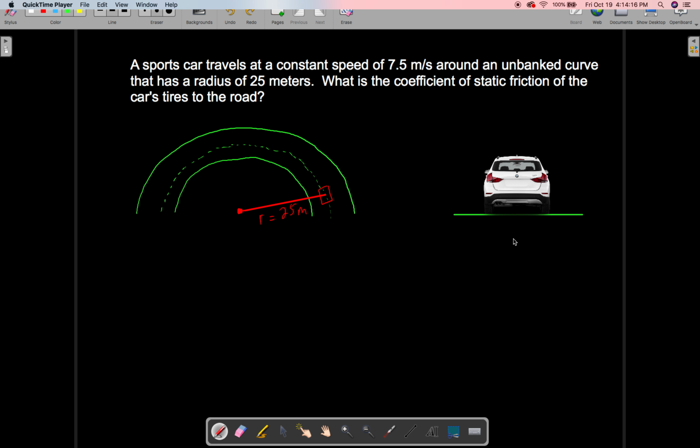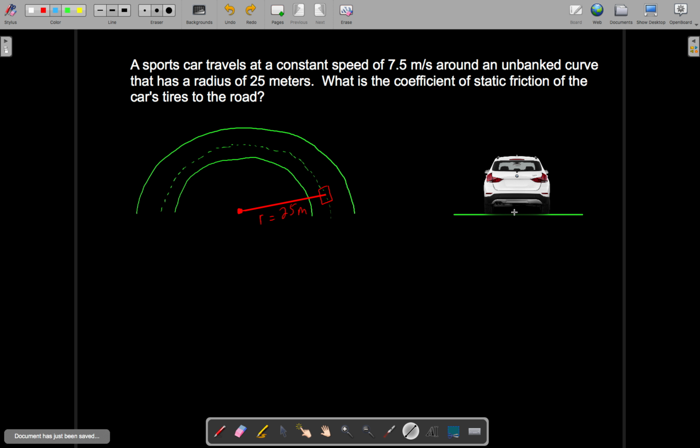Now, to the right, we have a diagram of the car itself, but we're looking at it at eye level at the rear of the car. So this is a rear view of the car at eye level. And the reason why I drew this out is because it is important to draw a free body diagram so we can get an idea of the forces that are acting on it. And so the first thing we're going to do is draw all the forces acting on this car.